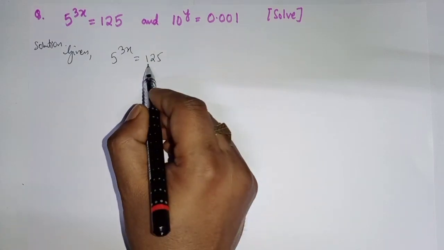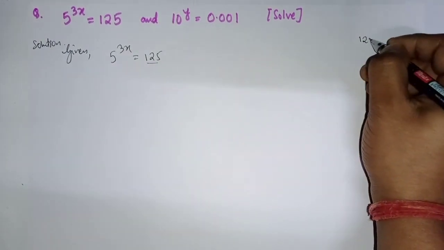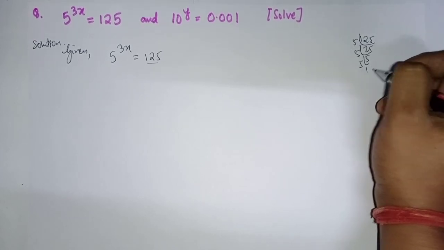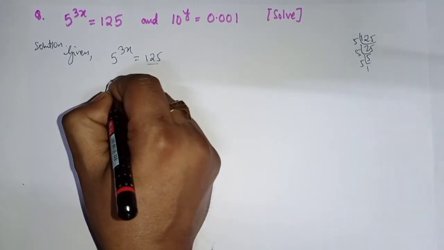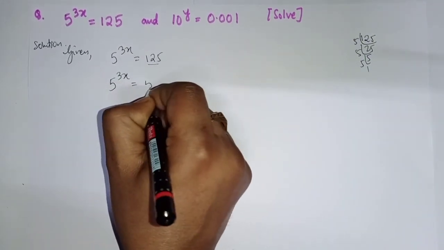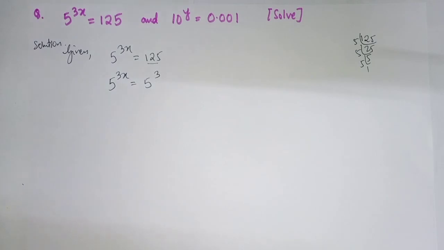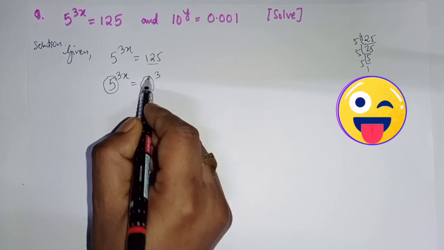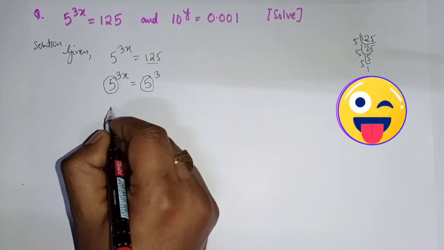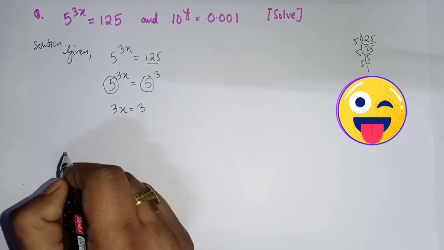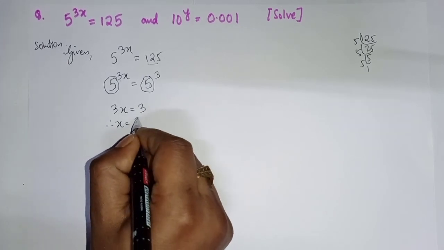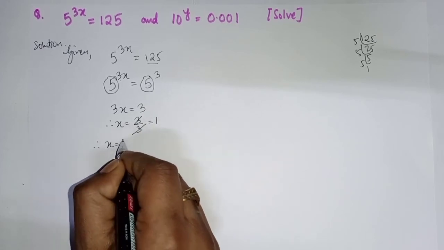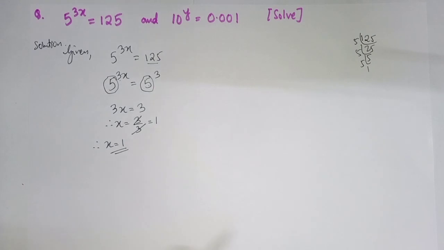So what can I do? I can find the prime factors of 125. So what are the factors of 125? It will be 5, 5, 5. So how many 5s are there? 3. So this I can write as 5 to the power 3x equals 5 to the power 3. Now you know that the bases are the same. The bases are the same means the powers have to be the same. That means 3x equals 3. So therefore x equals 3 upon 3. The 3s get cancelled, so I got 1. So therefore x equals 1. So I got the value of x equals 1.